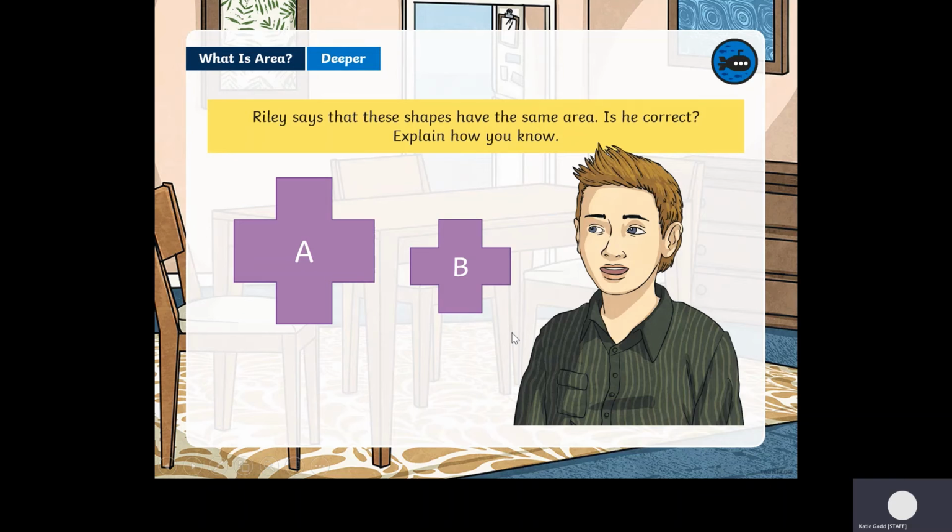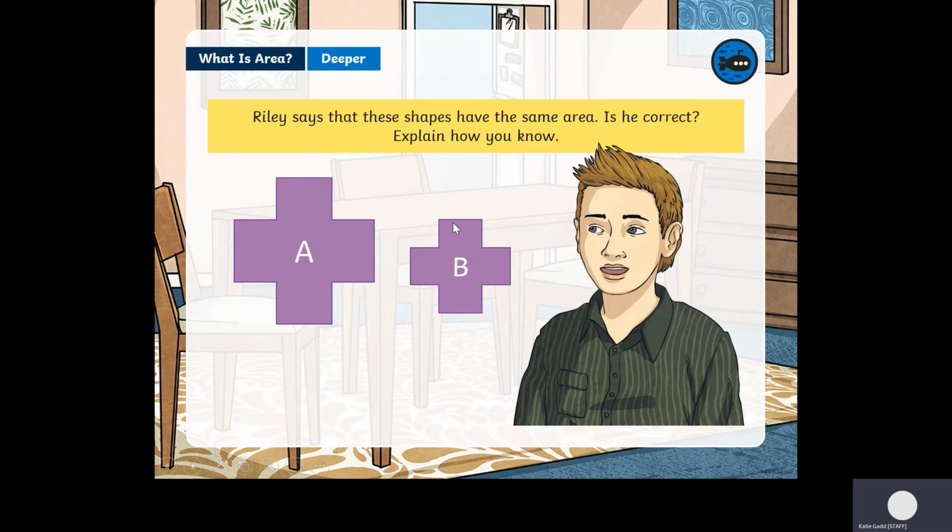Okay, next question. Riley says that these shapes have the same area. Is he correct? Explain how you know. So again, this is another yes or no, is he correct question, and an explaining question. So when you pause the video in a moment, I'd like you to explain it to an adult who is with you. How do you know? Is it the same area? Or is it not the same area? Pause the video, then come back when you're ready.